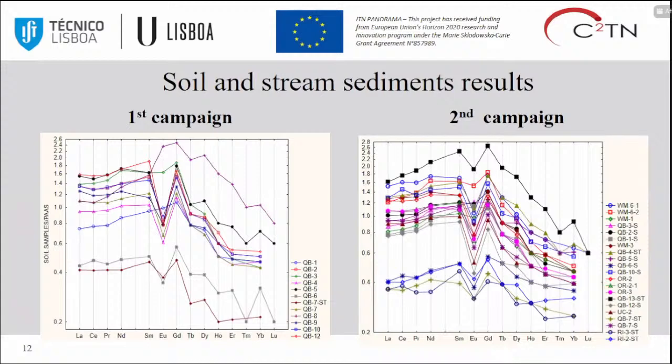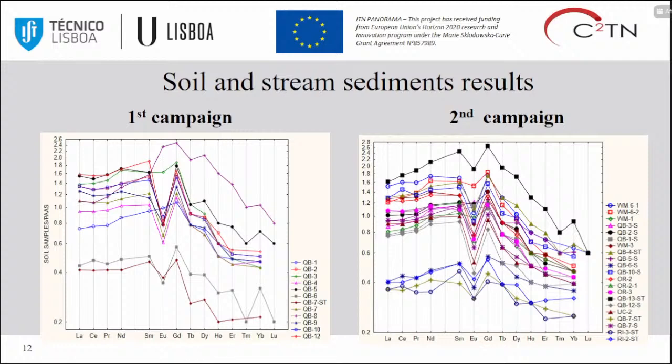You can see on the screen all the soil samples and the different behavior in the different campaigns. Something important: we collected the first campaign in fall and the second campaign in spring. We can see different variation, and the second campaign also includes more samples in each group.